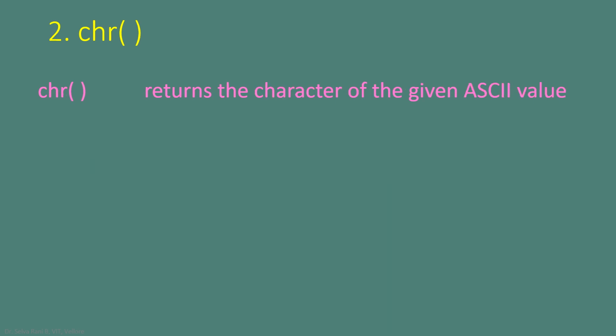The second one, character, chr(), which is in contrast to the ordinal function. This method returns the character of the given ASCII value. For example, let us assume that n = 83 and let's check what is the character represented by this ASCII value. If we display chr(n), then we will be getting the character which is associated with the ASCII value 83, which is S.